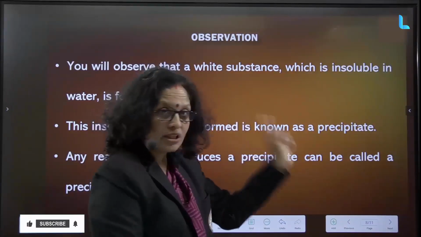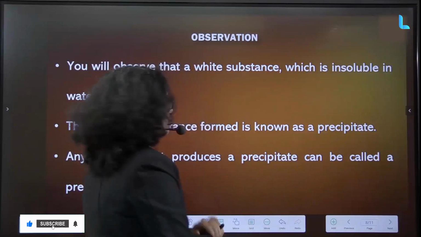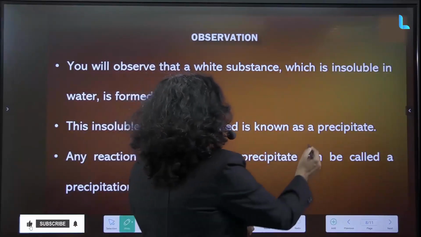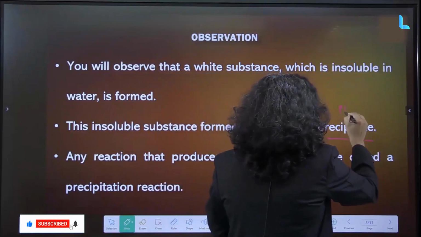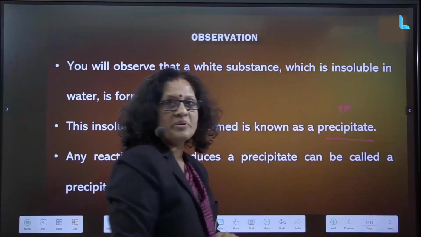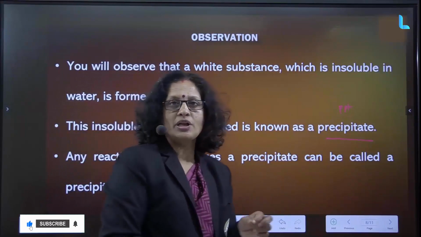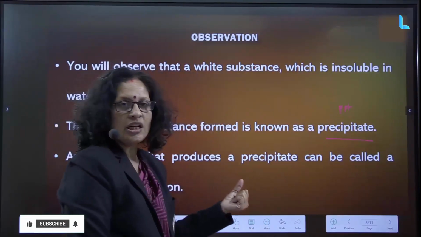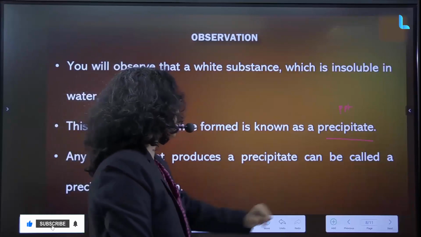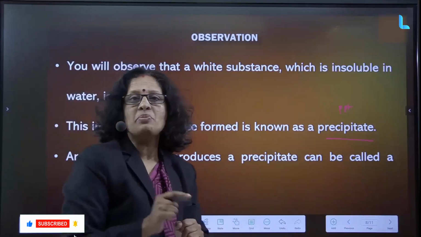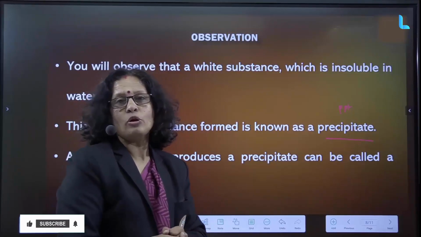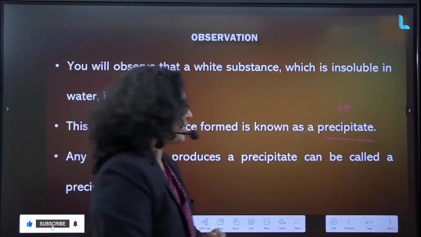Okay, so it means an insoluble substance is formed. This insoluble substance is known as a precipitate. I have told you many times, again I will repeat, in chemistry a short form for precipitate is PPT. So precipitate is obtained. Any reaction that produces a precipitate can be called a precipitation reaction. So in this reaction precipitate is coming, so we will call it a precipitation reaction.